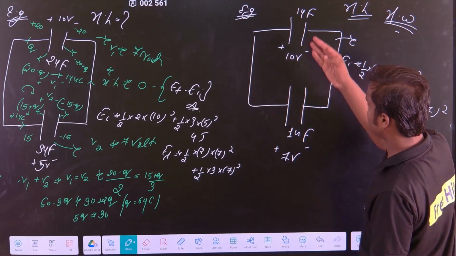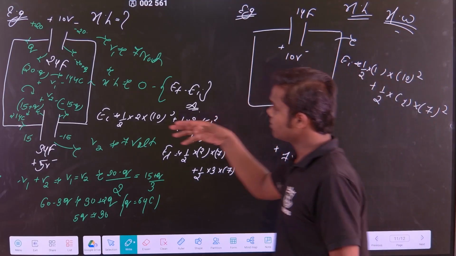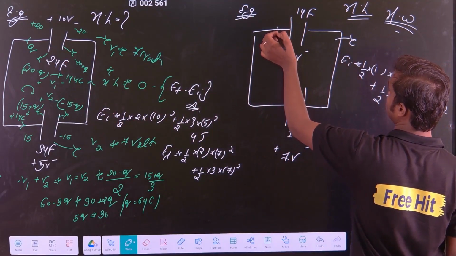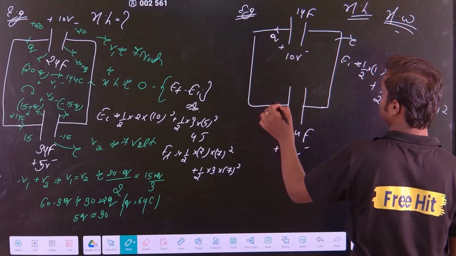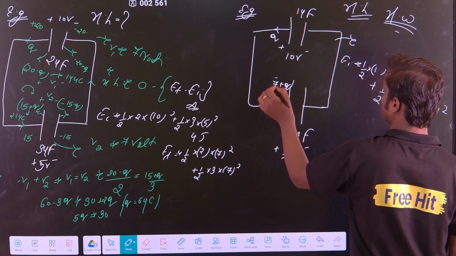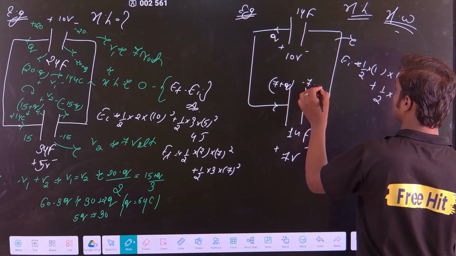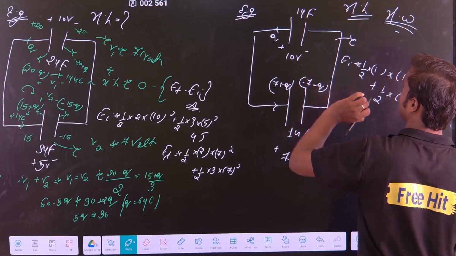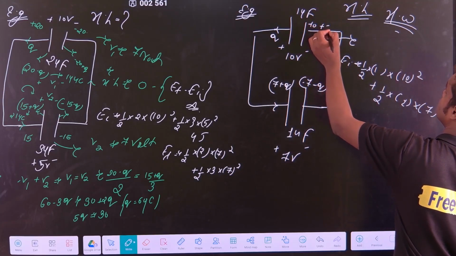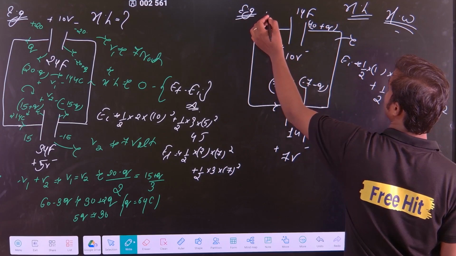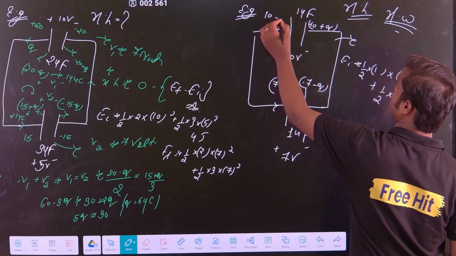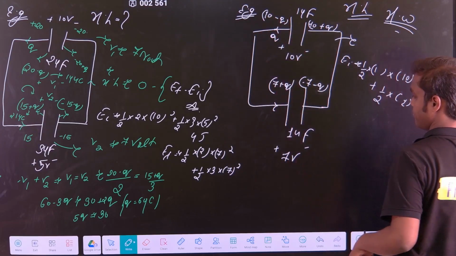For the final energy you have to find the final potential. One concept is that you do the same thing which I have told you. Suppose the charge q flows from this surface. So what is the charge on this surface? It will be 7 plus q, correct? And this will be minus 7 minus q, correct? This will be minus 10 plus q, and on this surface plus 10 minus q, correct?